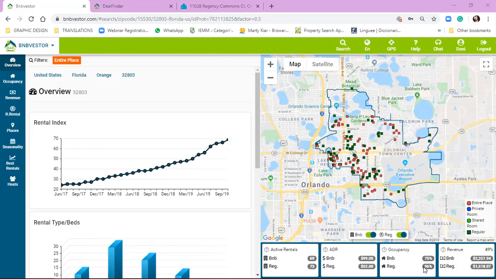Once again, this has been a fantastic group because you guys have given me fantastic examples of the areas. Because let me tell you, if you look at it this way, you have low active B&B listings in this area, but you see that it also has a low average daily rate, okay? It has a sustained occupancy rate, and you can see the average daily rate of the regular rental as well. It has a very good additional revenue, okay?